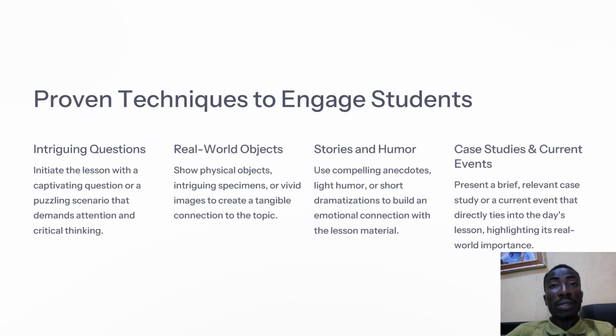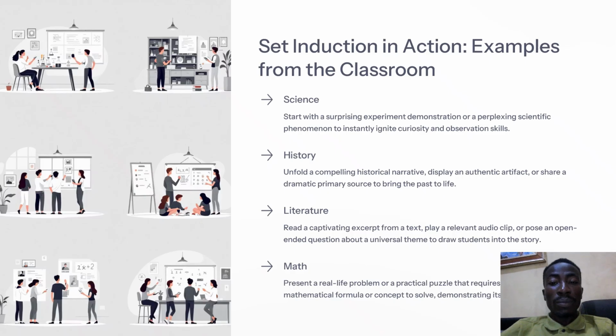Then provide case studies and current events, link what they are learning now with what is happening around them. You want to talk about trade, you want to talk about money, link it with what is happening to money in the society, link it to what is happening that they can pass through daily. Real world experience. Those are proven techniques on how you can engage your students. Ask them thought-provoking questions, give them real world objects, give them stories and humor, and provide case studies and current events that they can learn from.